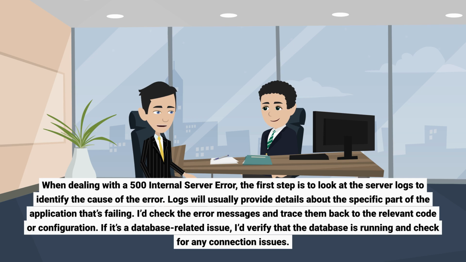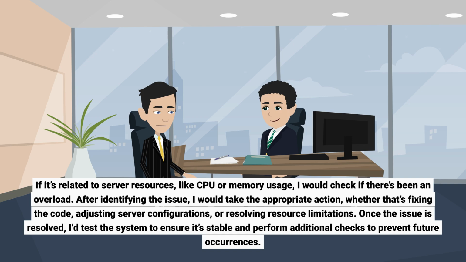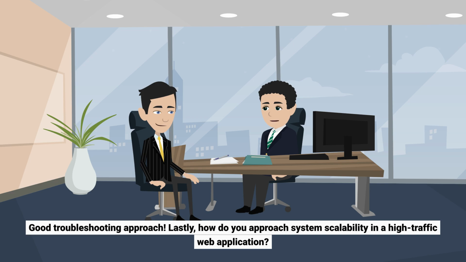I'd check the error messages and trace them back to the relevant code or configuration. If it's a database-related issue, I'd verify that the database is running and check for any connection issues. If it's related to server resources, like CPU or memory usage, I would check if there's been an overload. After identifying the issue, I would take the appropriate action, whether that's fixing the code, adjusting server configurations, or resolving resource limitations. Once the issue is resolved, I'd test the system to ensure it's stable and perform additional checks to prevent future occurrences. Good troubleshooting approach.